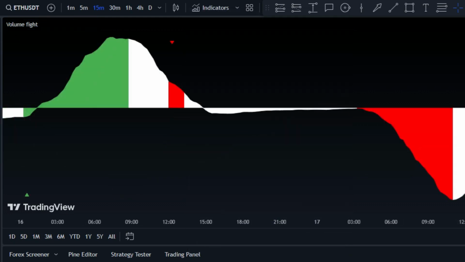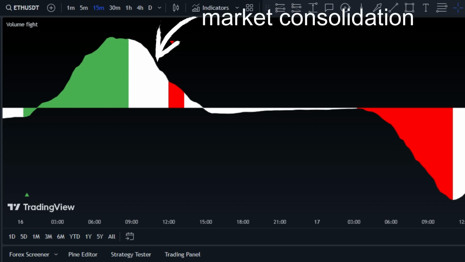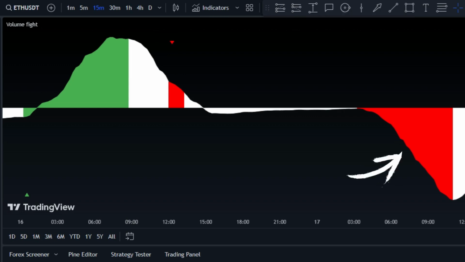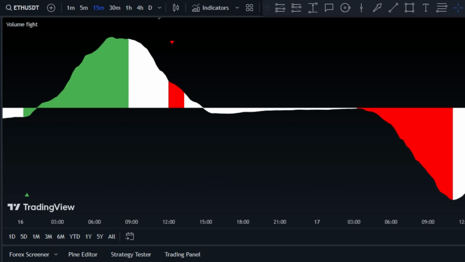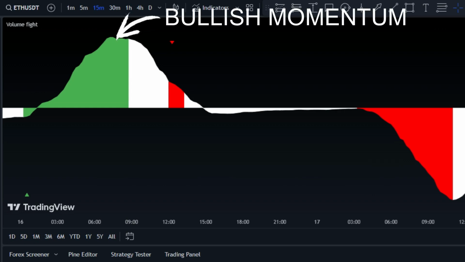With these adjustments in play, you'll see the oscillator display different regions in white, green, and red colors, each with distinct meaning. White signals market consolidation, which means it's no-go for trading in both directions during these conditions. Red indicates bearish momentum, permitting only sell trades, while green signifies bullish momentum, allowing only buy trades.